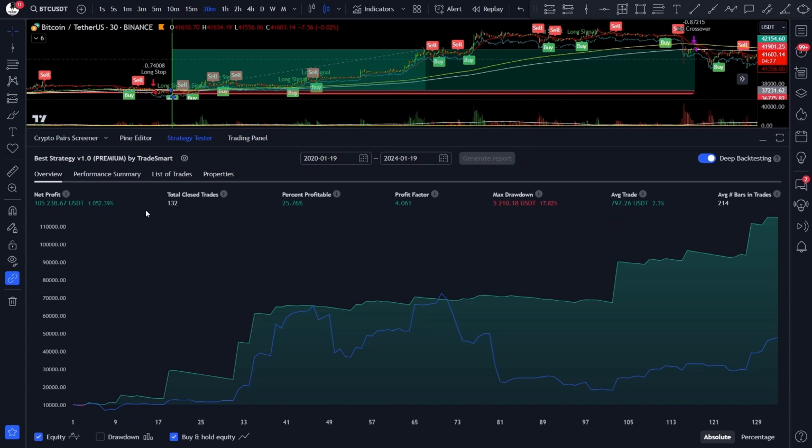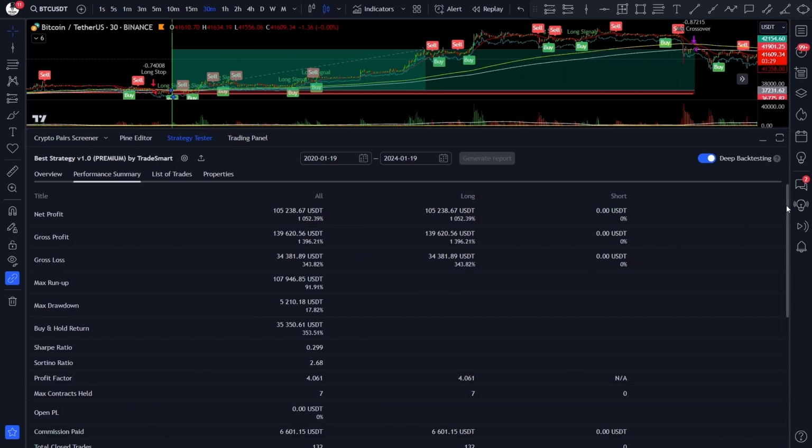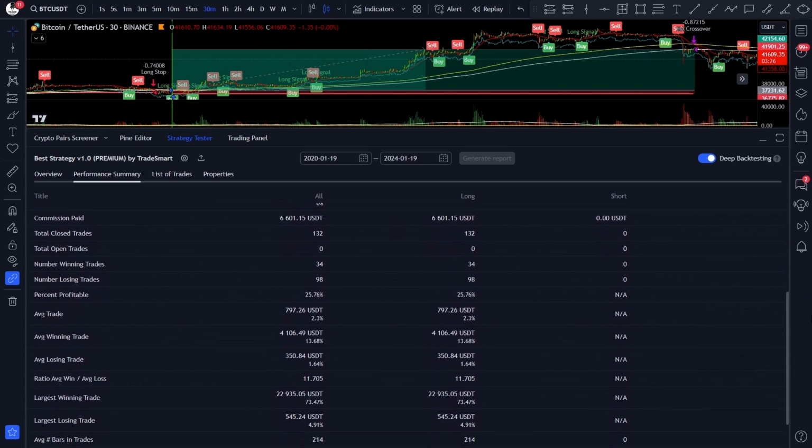During this time period, the strategy took 132 trades and generated a whopping 1052% net profit. As you can see, the win rate is not big, but for a profitable strategy, it doesn't need to be. If the strategy catches huge moves, then it will make up for all of those small losses that happen throughout this period. The profit factor is amazing, 4.061, and the max drawdown is great too, with only 17.82%. I'm comfortable with anything lower than 20%. If you want deeper insights, here is the performance summary.